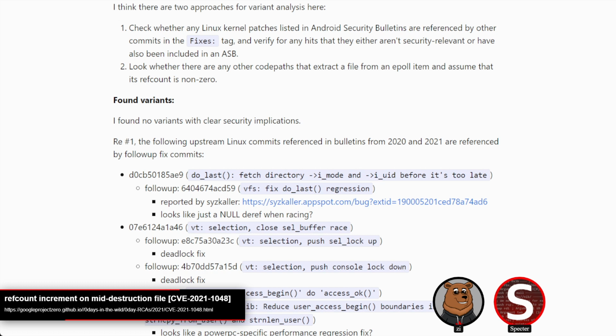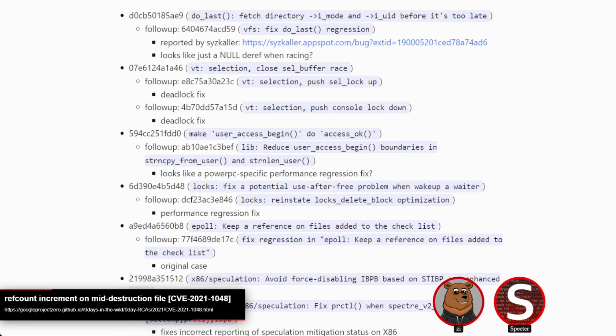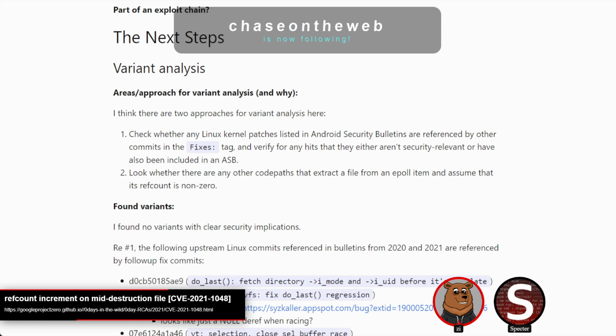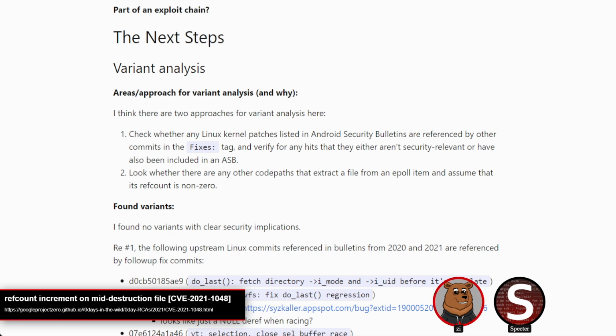Given the nature of this bug, they heavily suspect that this was found through manual review of security fixes, because, like I said earlier, this was introduced in a fix for a previous issue. So that seems most likely. It does talk a little bit about the variant analysis, calling out looking for the fixed bugs that didn't get upstreamed, and also code paths that extract a file from epoll and assume the ref count is non-zero.